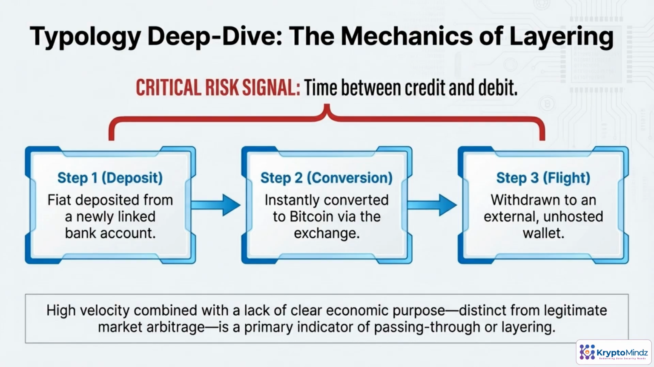In this context, layering is mostly about speed and simplicity. Fresh fiat hits the exchange, converts to crypto, then disappears to an unhosted wallet, often within minutes. Compliance teams care less about the individual steps and more about the time gap and the missing business reason. When velocity is high and there's no plausible economic purpose, you're likely seeing pass-through or classic layering behavior.